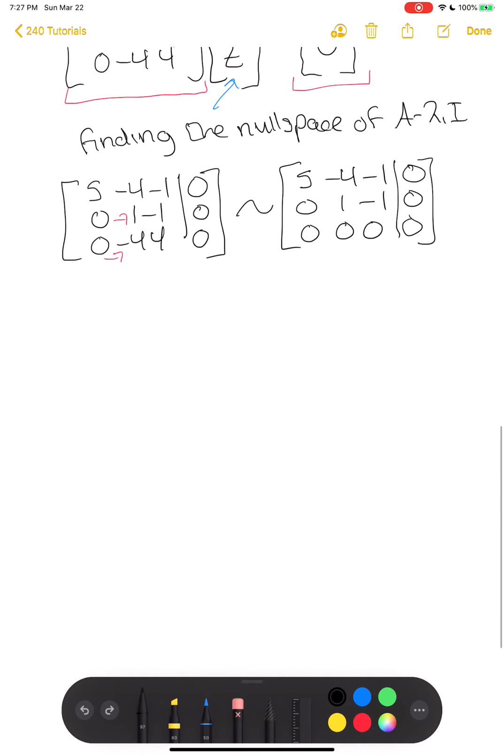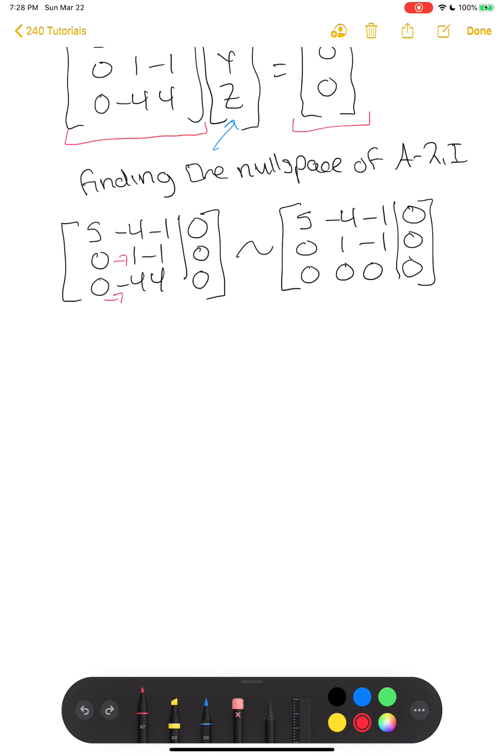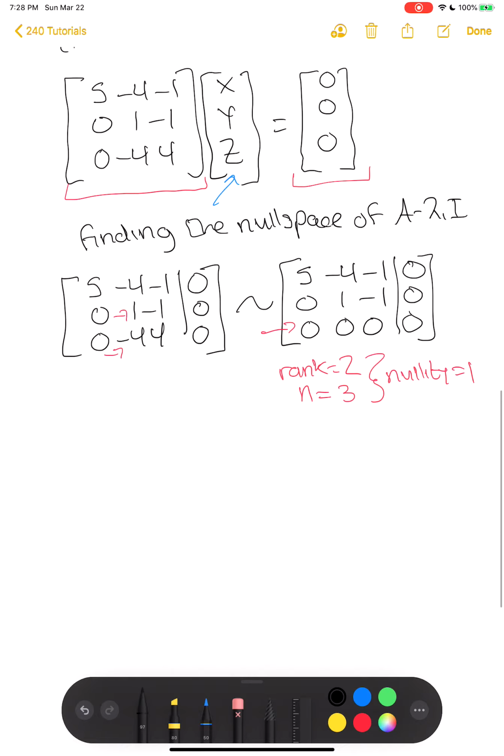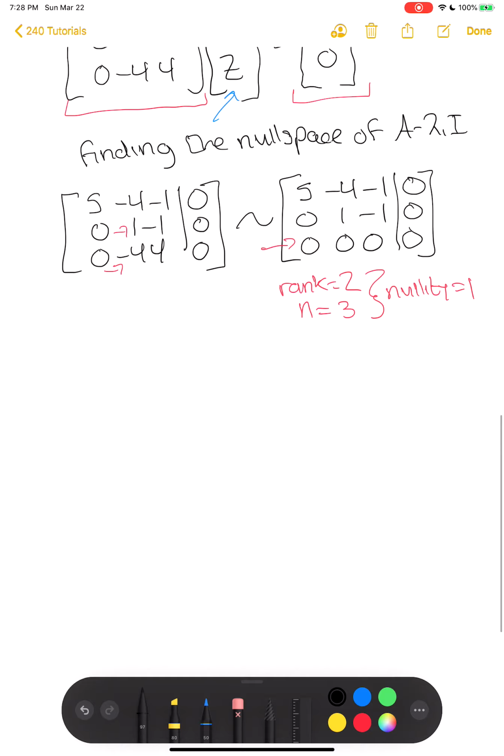The next thing you'll notice is that by the rank nullity theorem, we should only have one vector in our null space. We have pretty much the reduced echelon form of this matrix here, and we know that this has rank 2, and the number of columns is 3. So by rank nullity, our nullity should be 1, so we should only have one vector that works in this equation. So we do what we did last time, we just pick a vector.